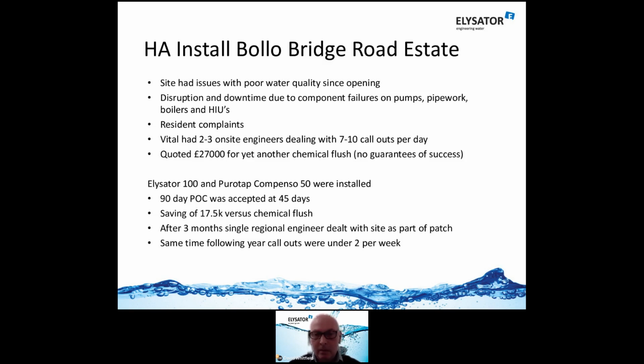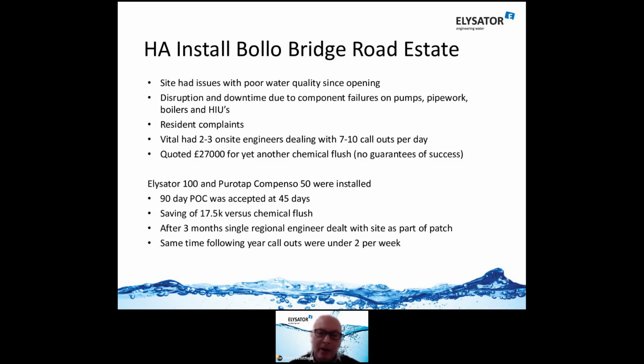So historically, they were trying to deal with this with chemicals, which didn't have a chance, not because chemicals don't work, but in this situation, it couldn't control the dissolved oxygen. So for under £10,000, our equipment was installed. It's a 90-day proof of concept. It was signed off after 45 days because of the improvements in the system. Significant saving against a chemical flush.